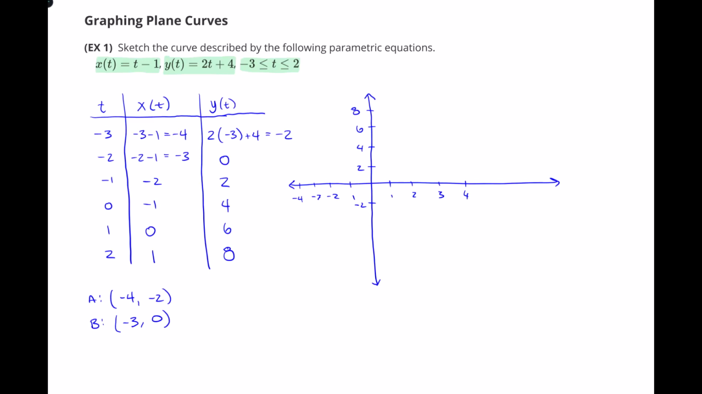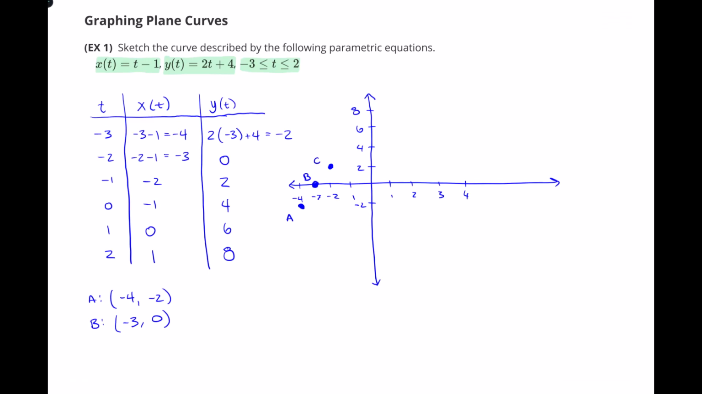All right, so the point A is at -4, -2. So -4, -2 is right there. So we'll go ahead and label that as point A. Point B is at -3, 0. So that's right there. Point C would be the next point when t is equal to -1. So -2, +2. There's point C.